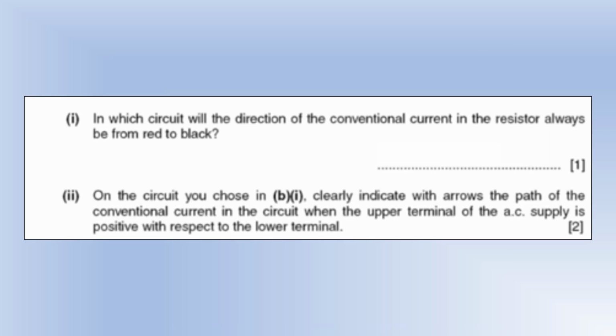So in which circuit will the direction of the conventional current always be from black to red? That was in circuit A. We saw it went from red to black. So on the circuit you chose, clearly indicate with arrows the path of conventional current in the circuit when the upper terminal is positive with respect to the lower terminal.